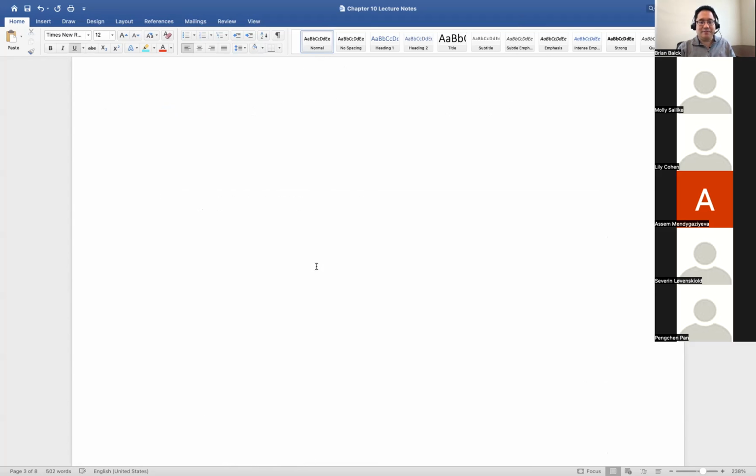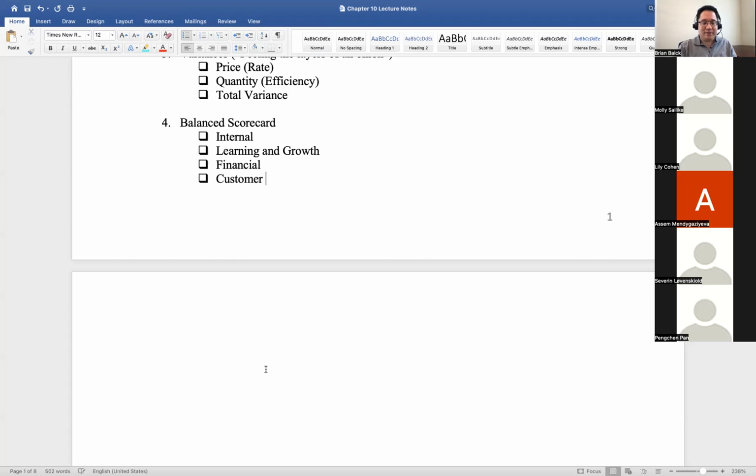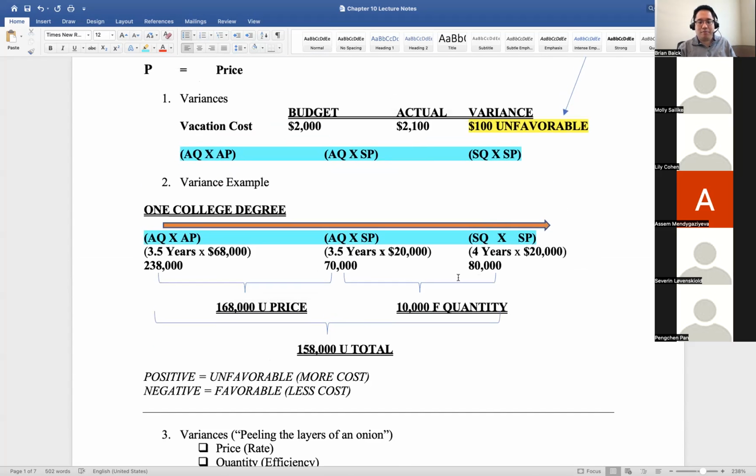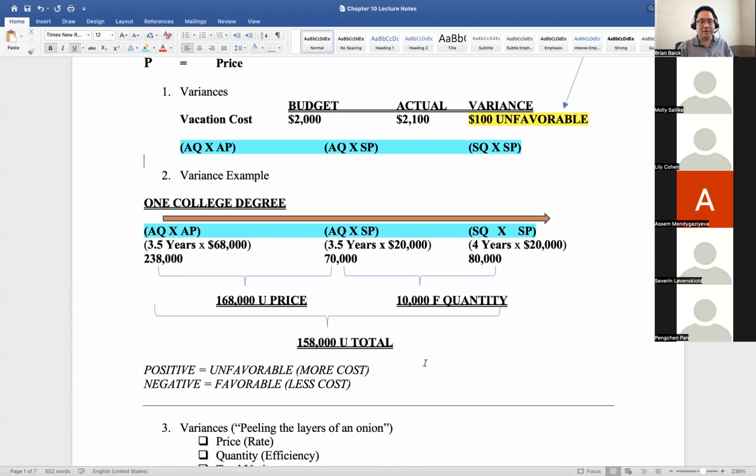Okay, then let's do a problem where we have to put everything together. Let me just scoot everything up. Then let's do a problem where you have to use this relationship formula, AQ AP, AQ SP, SQ SP, right? And then fill in the numbers here. If you want to take a screenshot of this, you can.